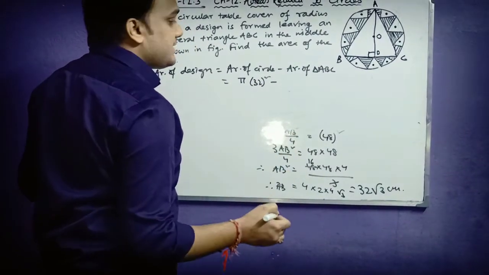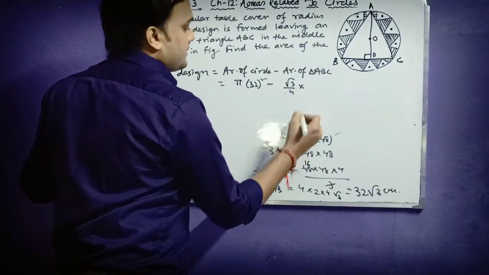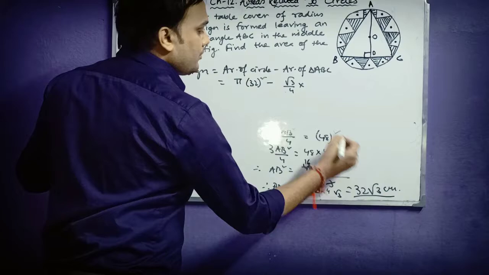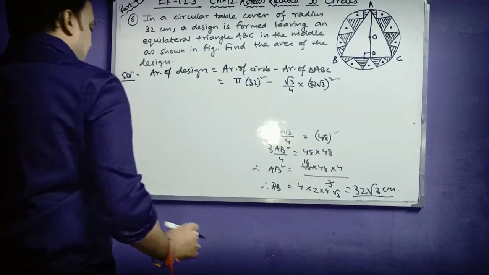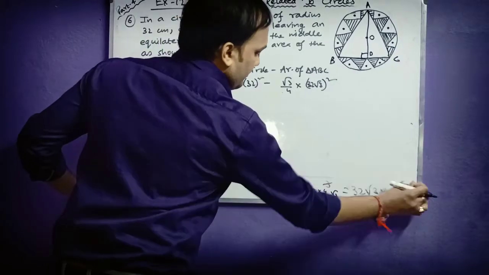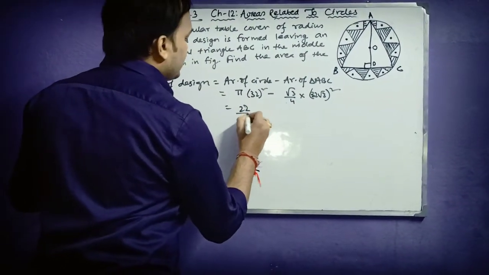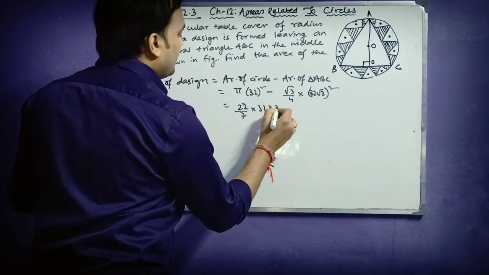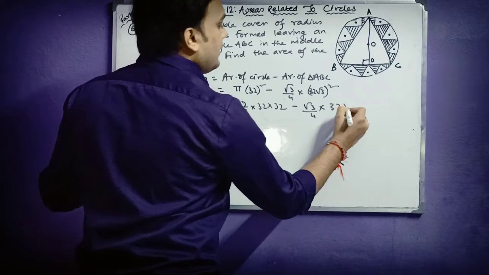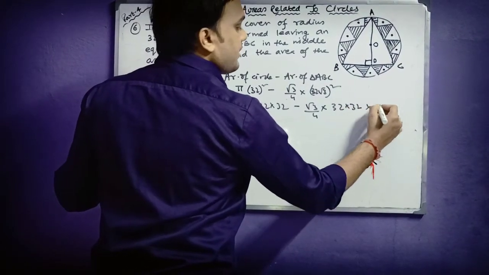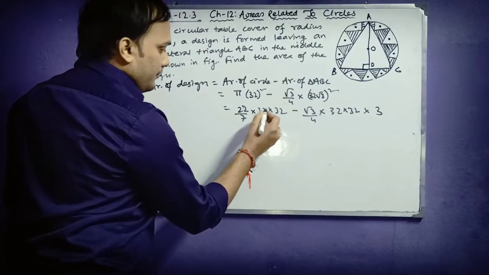As triangle ABC is an equilateral triangle, the formula will be root 3 by 4 into side square. Now the side is 32 root 3, so we can write 32 root 3 whole square. Now let us do the calculation here. 22 by 7 into 32 square minus root 3 by 4 into 32 into root 3 square, that means 3. Now it cannot be reduced.